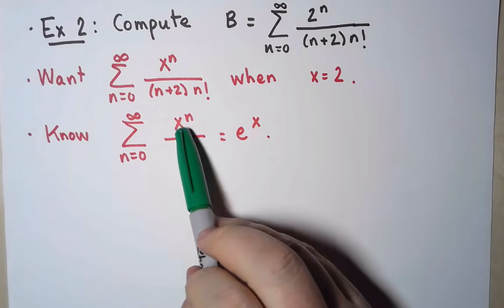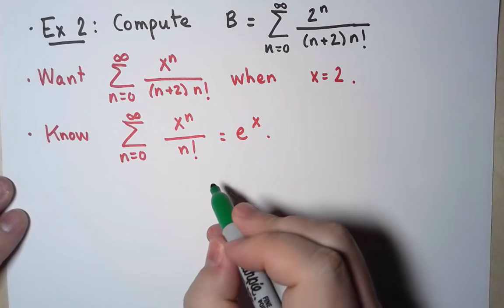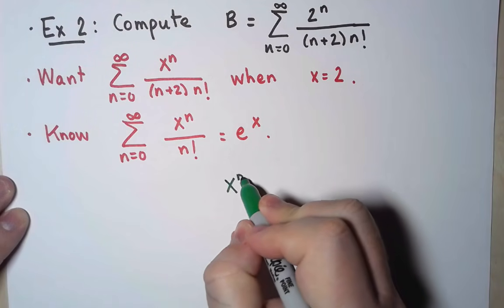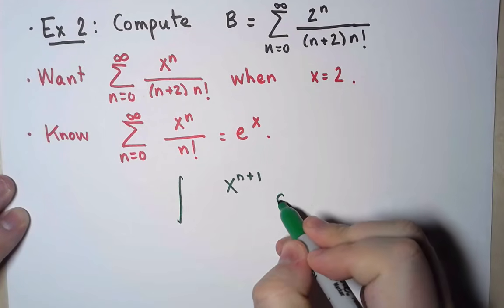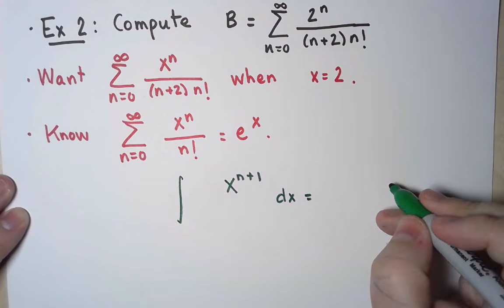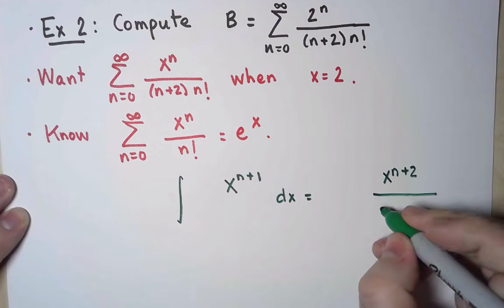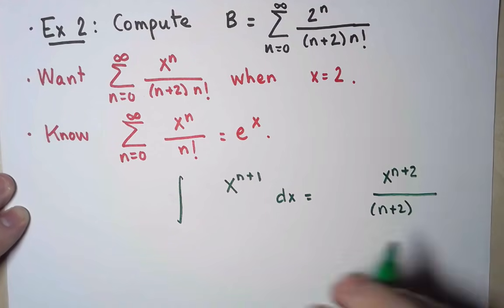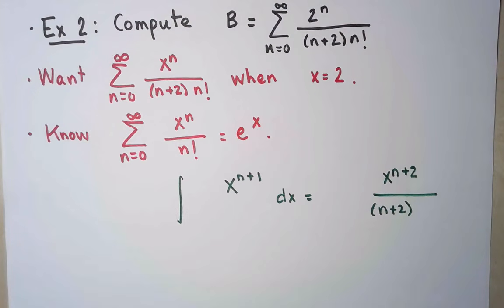Well, when I have a power, the way to throw something like that in the denominator is with integration. Specifically, if I have x to the n plus 1 and I integrate it, I'm going to get x to the n plus 2 over n plus 2. And that's how I'm going to throw an extra n plus 2 at the bottom, which is the only piece that I am missing.